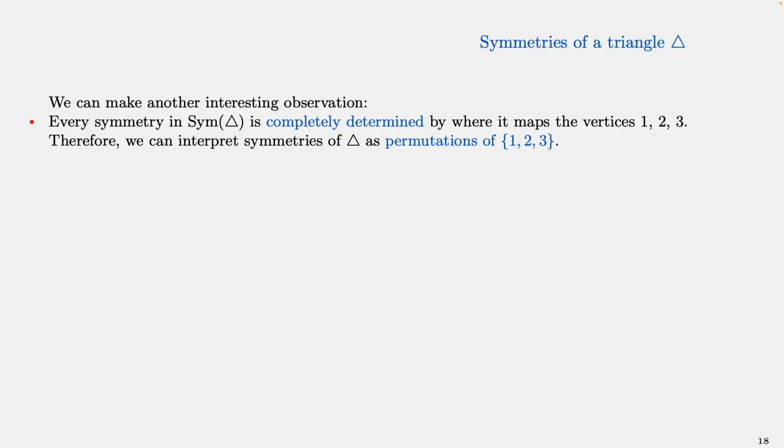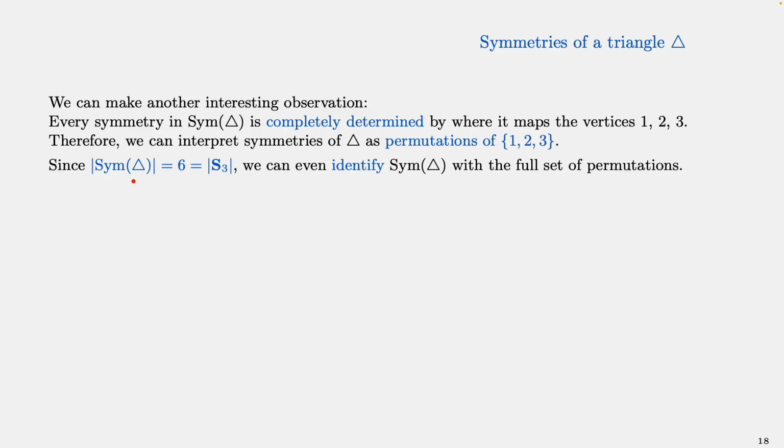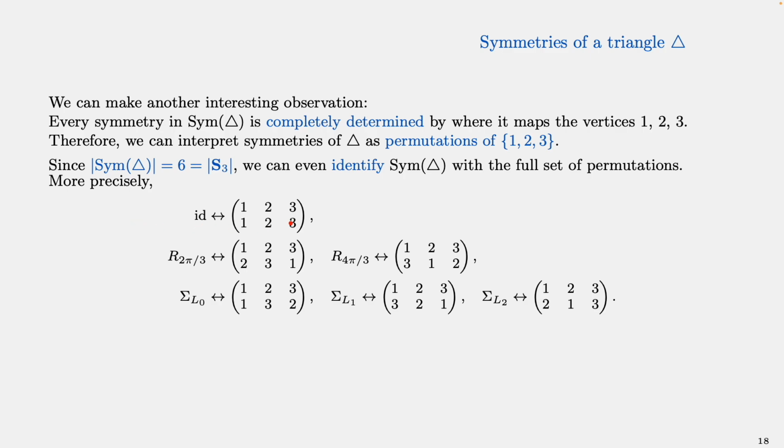Another interesting observation is that every symmetry of the triangle is completely determined by where it maps the vertices 1, 2, 3. Therefore, we can interpret symmetries of this triangle as simply permutations of the set 1, 2, 3. And in fact, the number of elements of the symmetries of the triangle is 6, which is 3 factorial. So it's the same as the number of symmetries of this set here, of the set of 3 numbers. So we can identify the symmetries of the triangle with the full set of permutations of the numbers 1, 2, 3. And here we make this explicit, so the identity obviously is identified with the identity permutation.